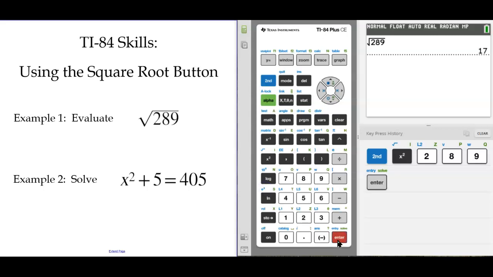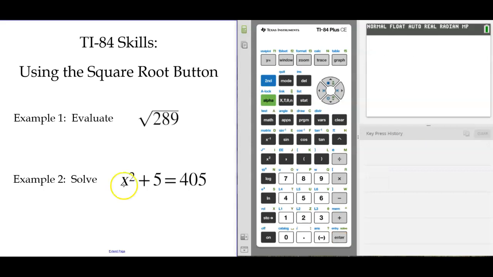And I get 17. Now, you may have learned in your math class that the square root of 289 is actually positive 17 or negative 17, and your calculator is never going to give you both of those answers. That'll be up to you to recognize when it's appropriate to put your plus or minus symbol in front of it or write two different answers. Let's look at the second example.